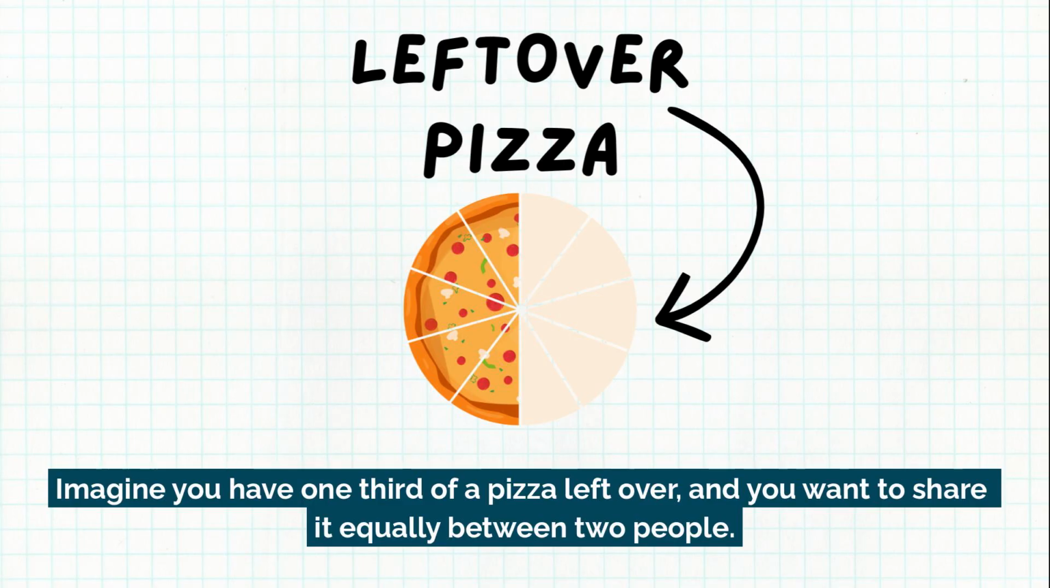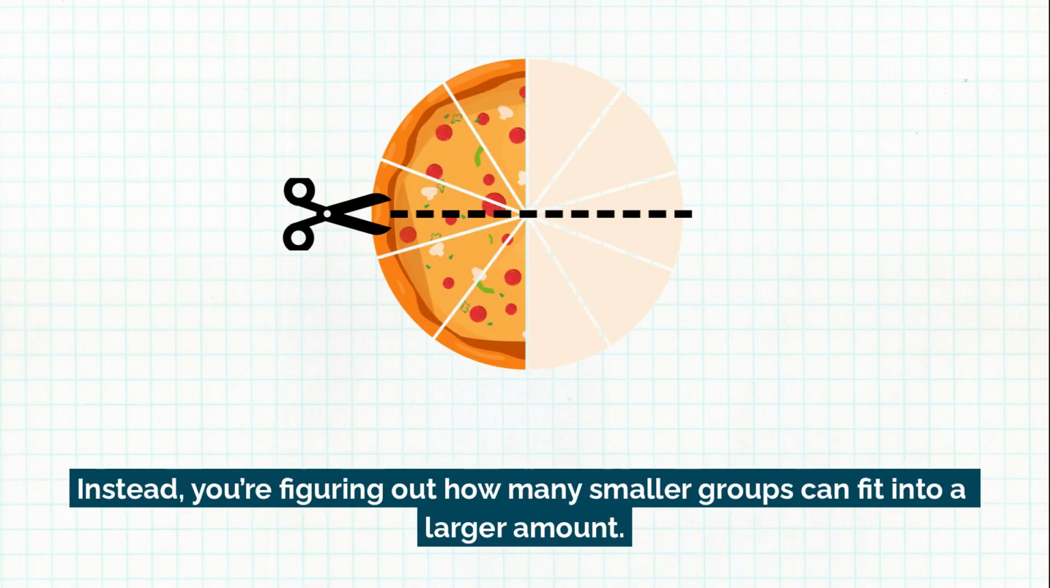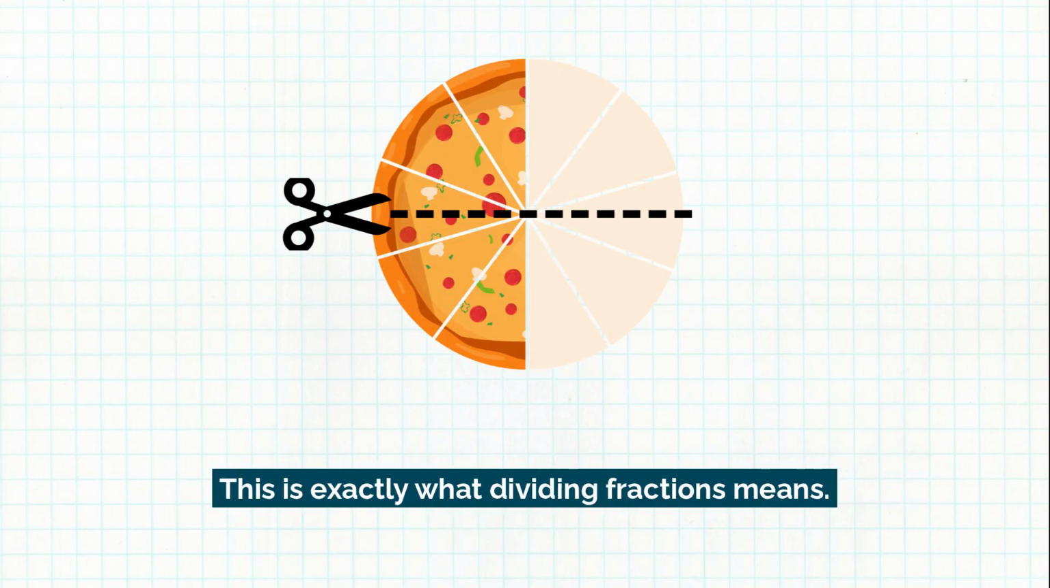Imagine you have 1/3 of a pizza left over, and you want to share it equally between two people. You're not combining amounts like we did when adding fractions, and you're not taking a part of a part like we did when multiplying fractions. Instead, you're figuring out how many smaller groups can fit into a larger amount. This is exactly what dividing fractions means.